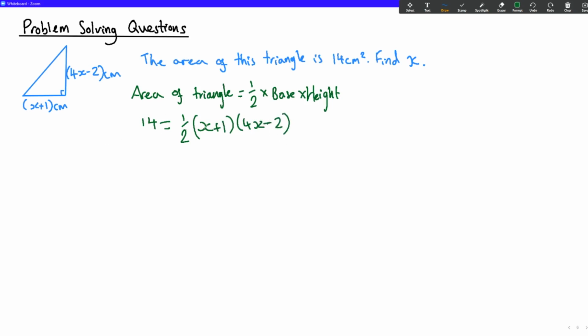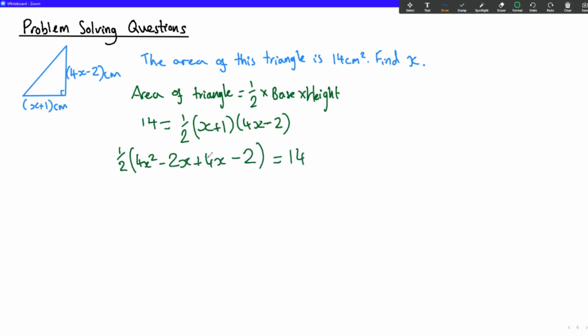And now we can expand this left-hand side. In fact, I'm going to swap it around. So I'm just going to put them on the different sides of the equal sign. It doesn't really matter. And then let's expand this. So we get 4x times by x, which is 4x squared, and then minus 2 times x, which is minus 2x. Now we have 4x times by 1, which is just 4x, and minus 2 times 1, which is 2, minus 2, sorry. And that equals 14.